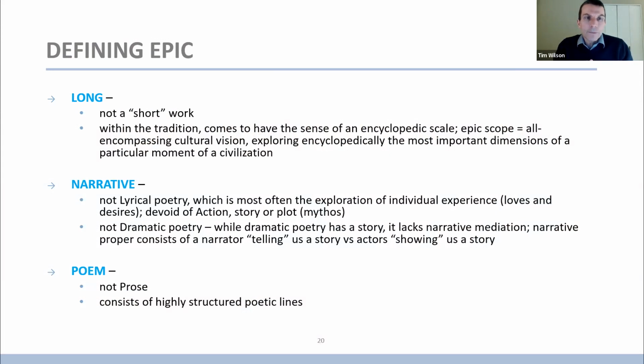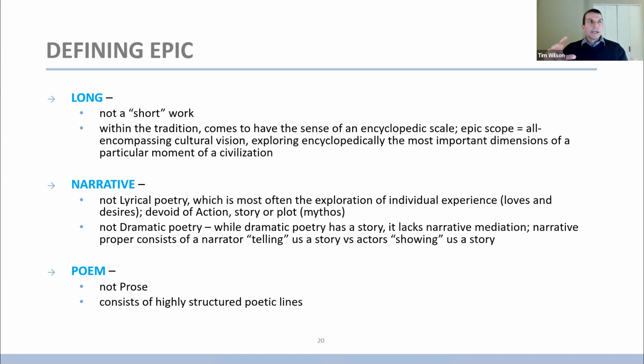An epic is, by the bare minimum definition, a long narrative poem. So it's long, it's not a short work. Unfortunately for you, and as I said, I haven't asked that you read all of these long epics, just a couple of books that we'll look at, and I'll try to fill in the blanks, but they're longer works.